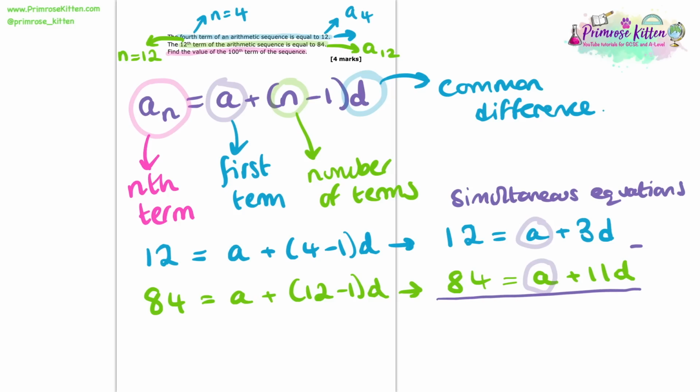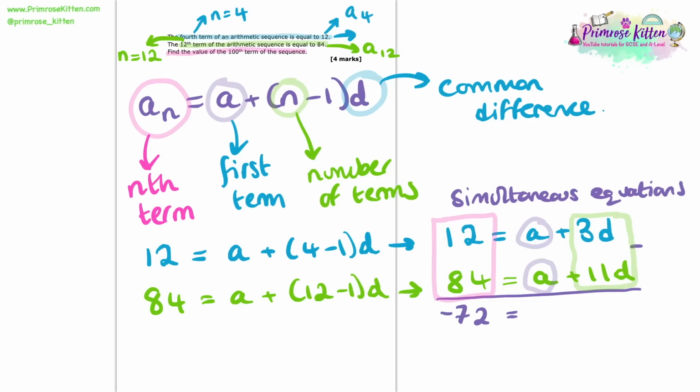I can see that the a's are the same, and because they have the same sign, we're going to subtract. Same sign, subtract. So we're going to subtract those two equations from each other. 12 minus 84 gives me minus 72. And 3d minus 11d gives me minus 8d.